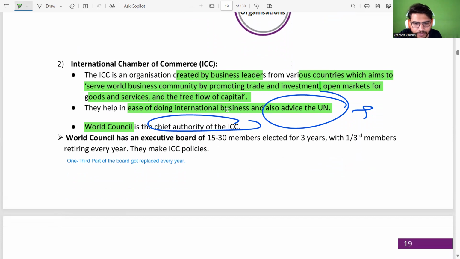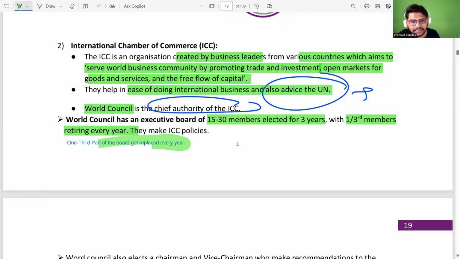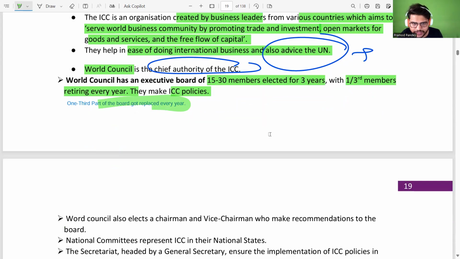The World Council has an executive board of 15 to 30 members elected for 3 years, with one-third of the members retiring each year. It means that one-third of the board gets replaced every year. And they make the ICC policy. So who is the one who makes the ICC policy? It will be the World Council, the chief authority of the ICC. They have 15 to 30 members, elected for 3 years, and one-third gets replaced by others every year.